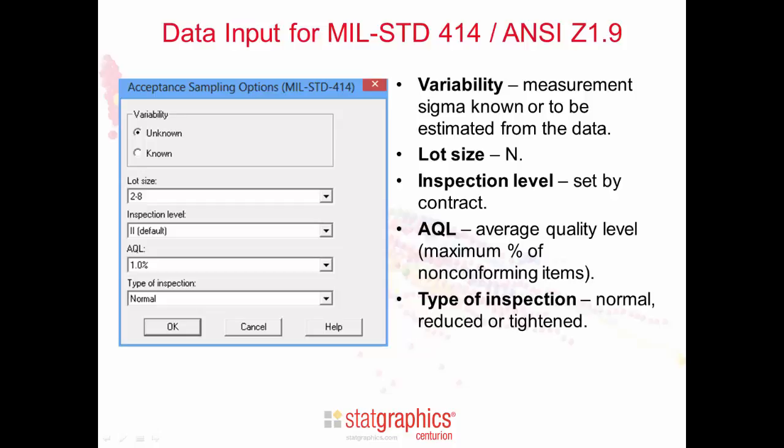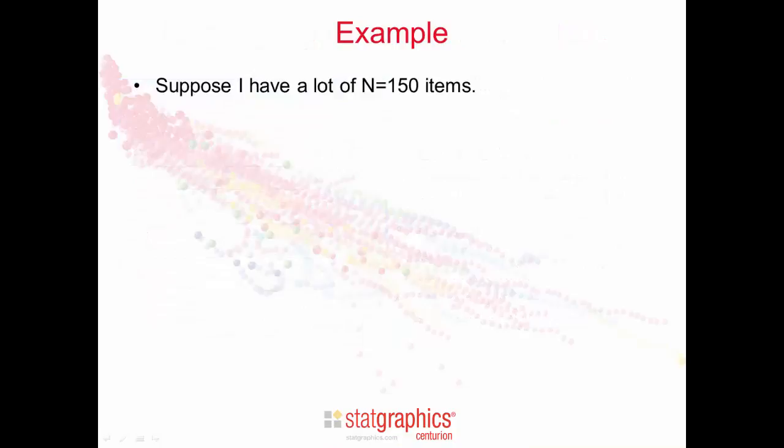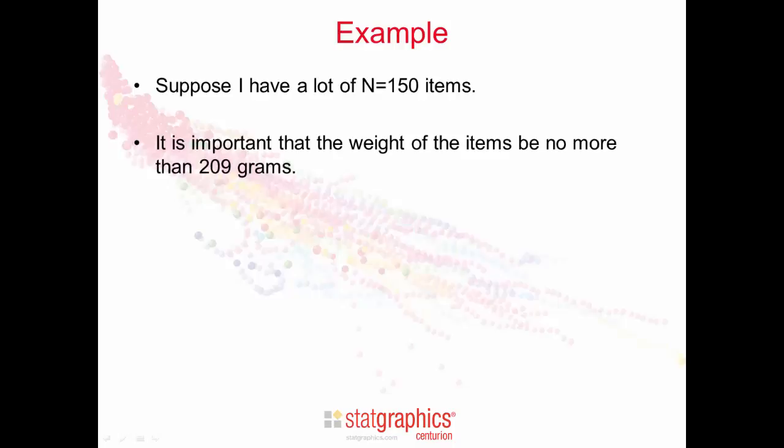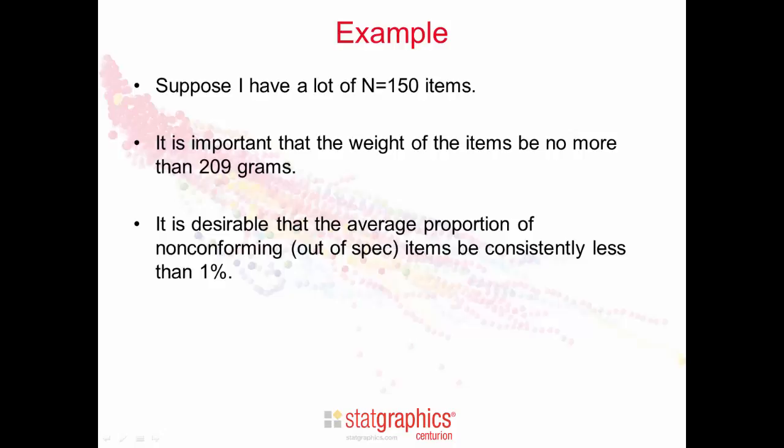Let's look at a typical example. Suppose I have a lot containing 150 items. It's important that the weight of the items be no more than 209 grams. It's also desirable that the average proportion of out-of-spec items be consistently less than 1%. How many items do I need to measure?